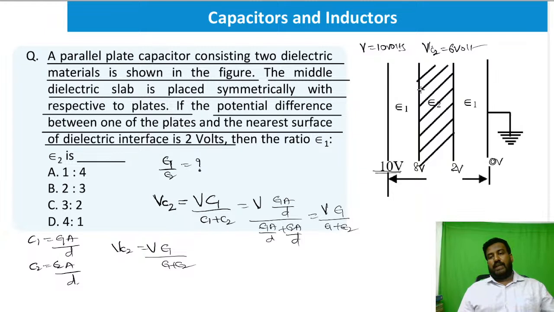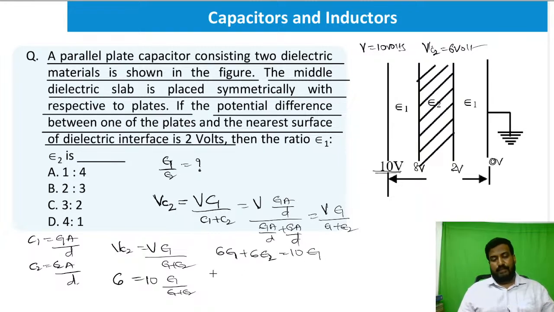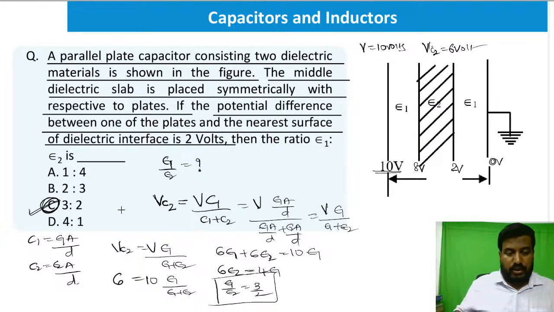We know voltage across capacitor 2 is 6 volts. It's 10 volt into epsilon 1 by epsilon 1 plus epsilon 2. 6 epsilon 1 plus 6 epsilon 2 is 10 epsilon 1. 6 epsilon 2 is 4 epsilon 1. Epsilon 1 by epsilon 2 is 6 by 4, which is 3 by 2. So the ratio is 3 by 2. Option C is the answer. Is it clear?